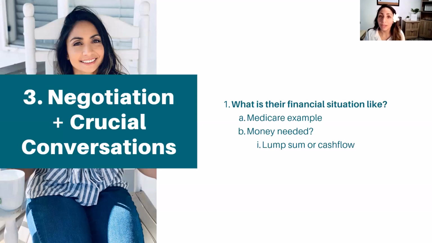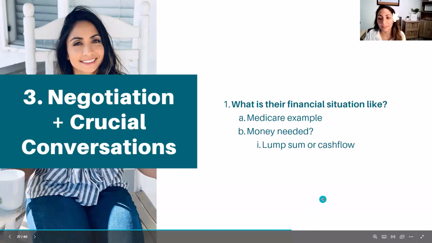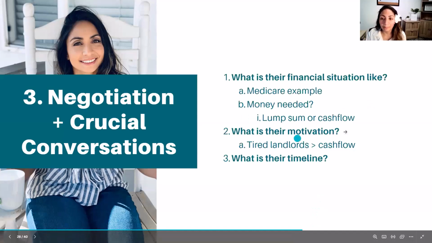He just sees the payments coming in every month, and that covers his wife's care. So he's happy to get paid out whenever the situation arises. And so, like I mentioned, what's their motivation? They could be a tired landlord. What's their timeline? Do they need to sell right away, or are they looking to?